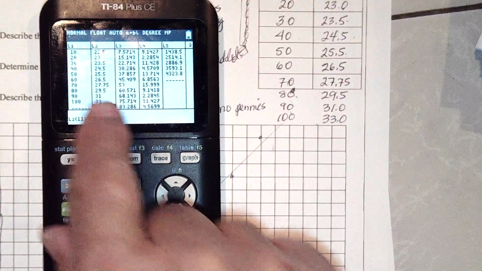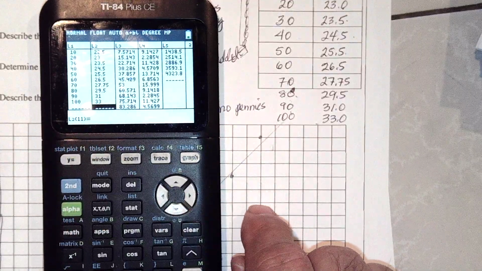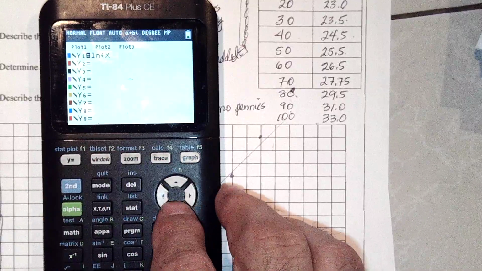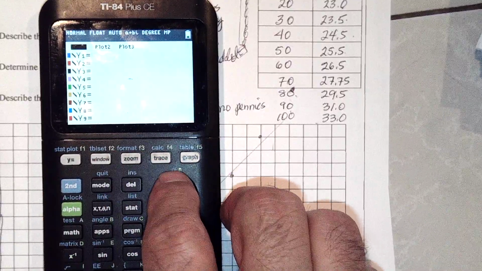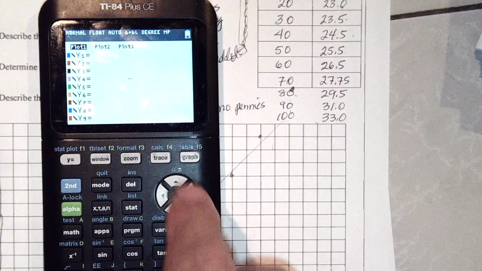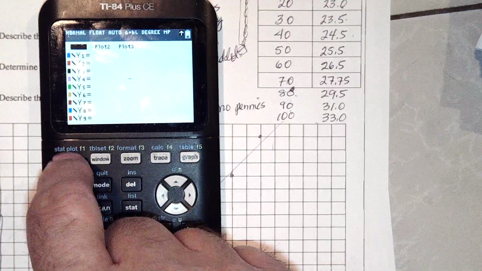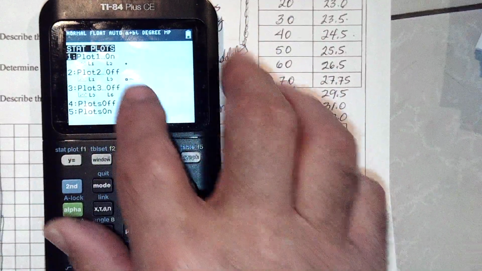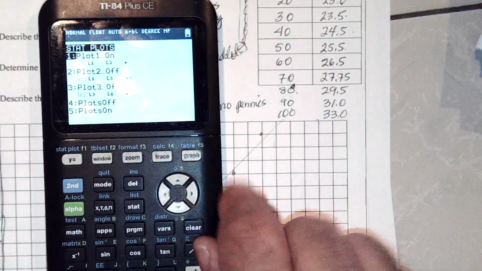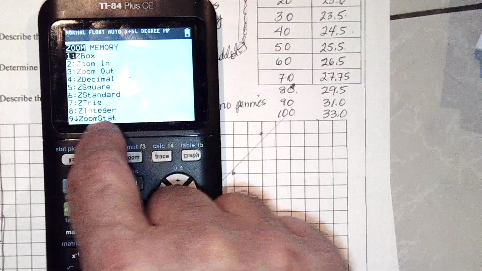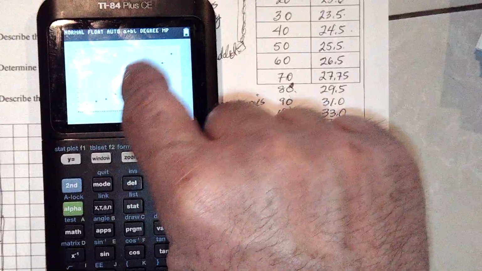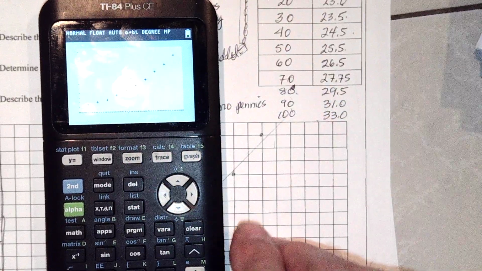Okay, so I could look at the graph on this. Let's see, if I clear that and make sure plot 1 is on. Second stat plot, plot 1 on, using list 1 and list 2. It's going to put little crosses, so then I can go zoom, stat. There's the picture of it. It doesn't look like a straight line, but so be it.